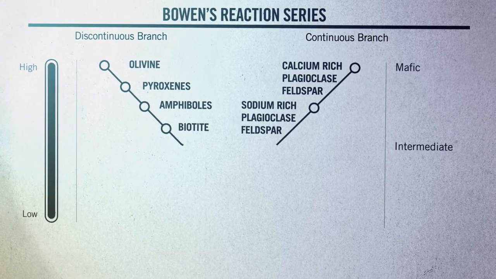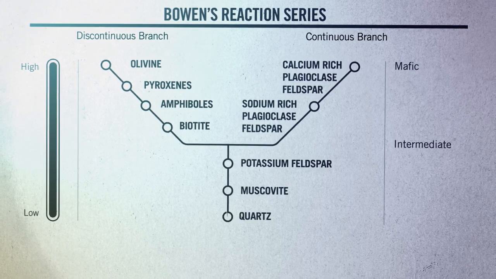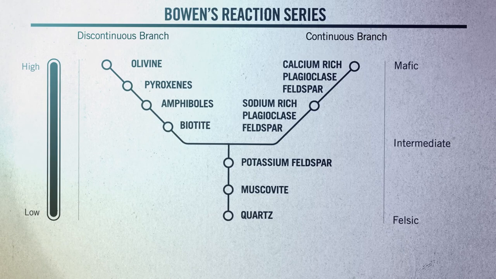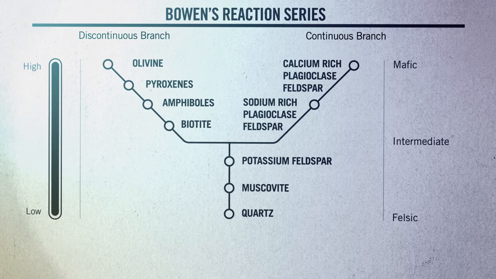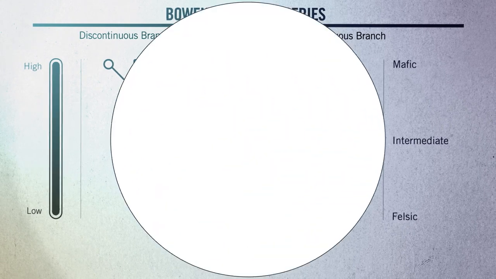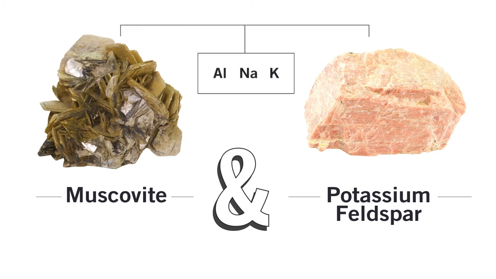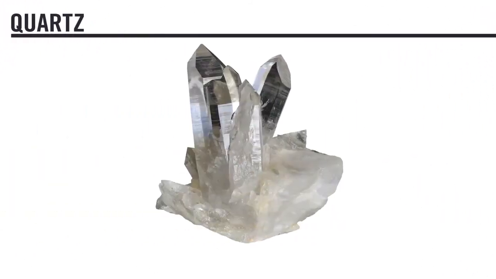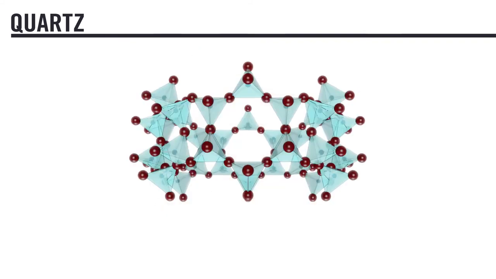At cooler temperatures, the discontinuous branch and the continuous branch merge, and the minerals that form become more felsic. That means that they have less iron and magnesium in them, and more lighter elements such as aluminum and potassium. The formation of muscovite and potassium feldspar uses up most of the remaining aluminum, sodium, and potassium from the melt. By the time quartz forms, there is almost nothing left in the melt except for silicon and oxygen, which, when combined, form the mineral quartz, silicon dioxide.